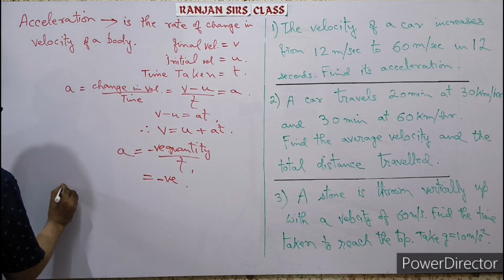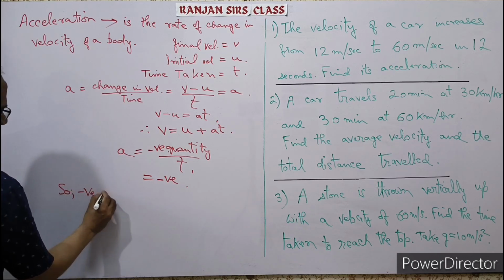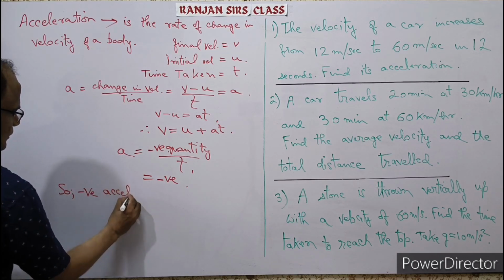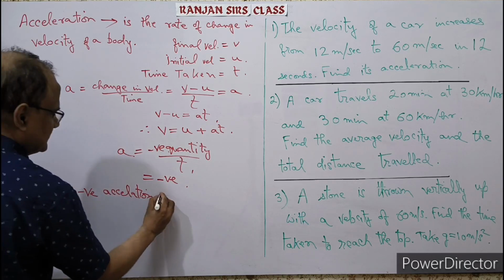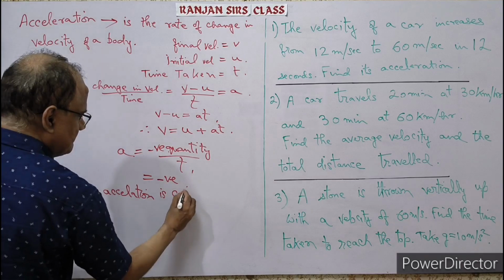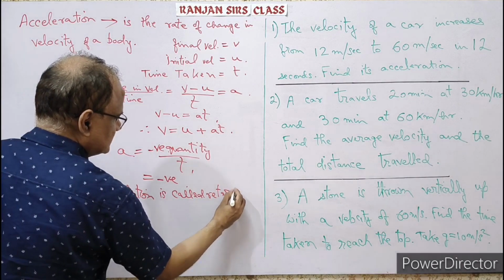Okay, so write down. Negative acceleration, or the reduction in velocity over time, is called retardation.